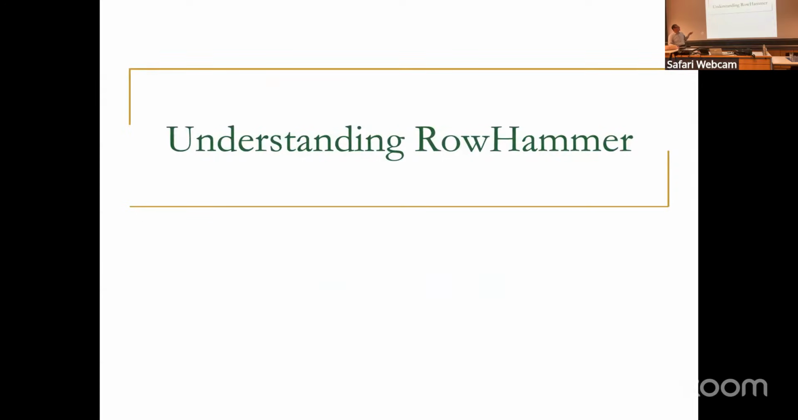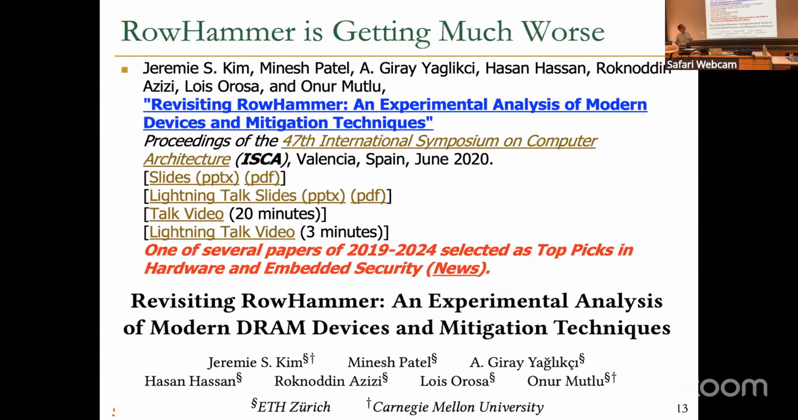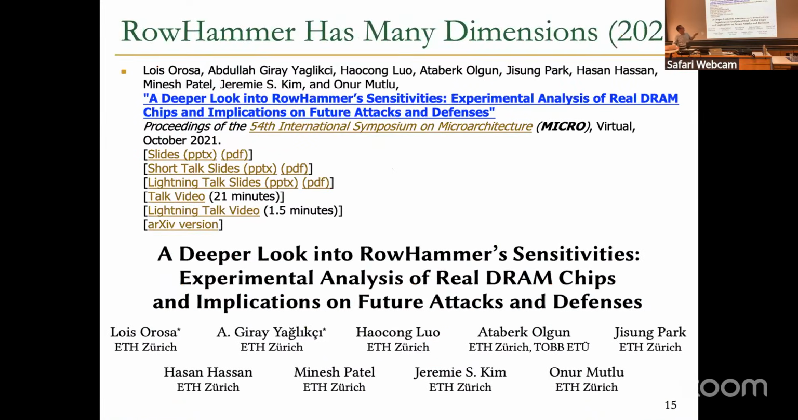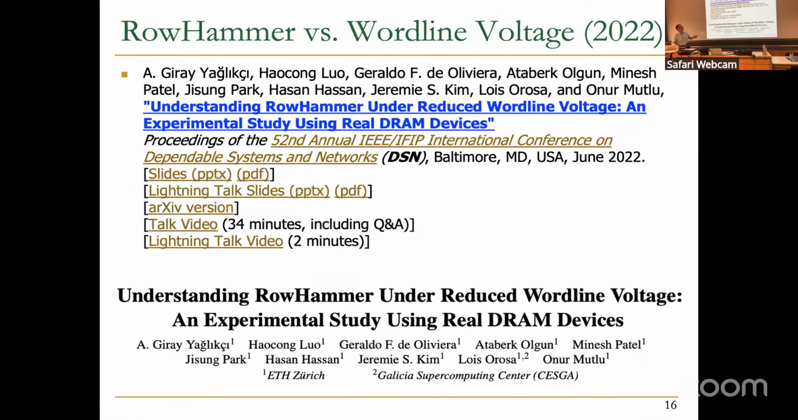We talked about understanding RowHammer, and we have looked at a lot of data from the first paper and some other papers. This is the revisiting RowHammer paper. And we talked about some of the other papers also. We actually covered this paper and stopped at the end. I'm going to show that again.